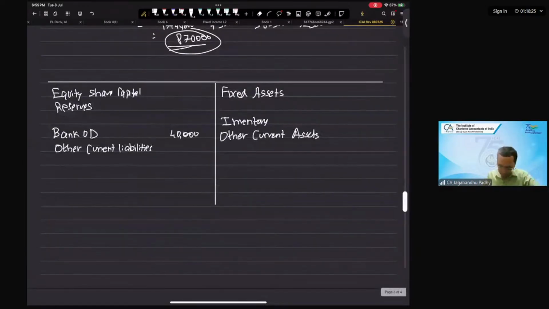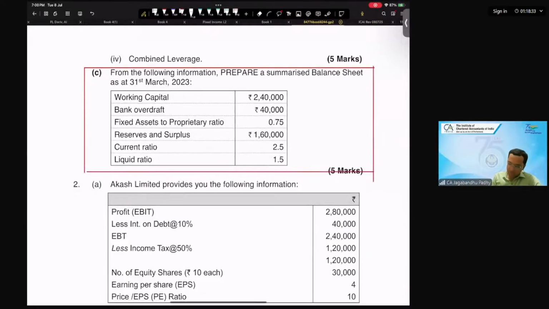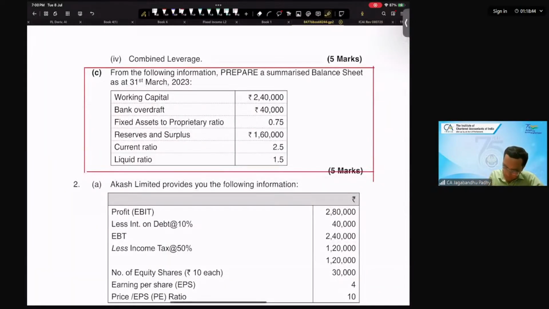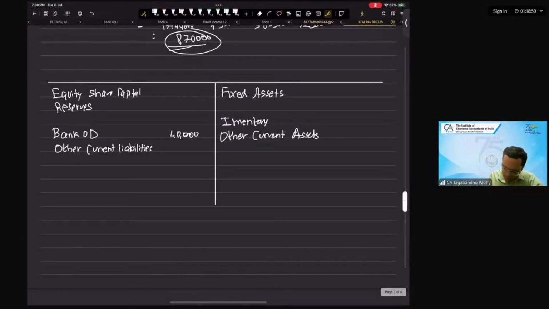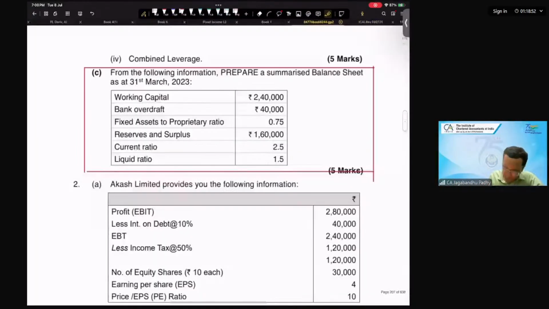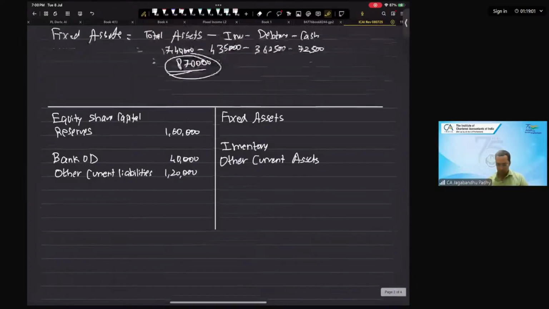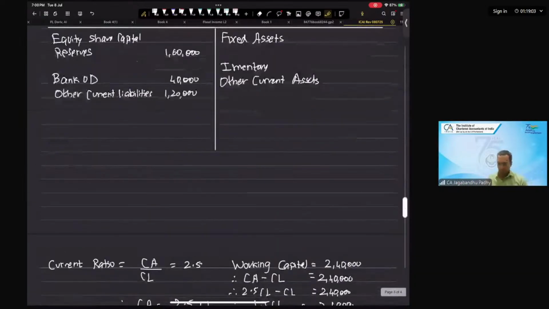Okay. So 1,20,000 is the other current liability. Then we have the other items, which is reserves and surplus 1,60,000. Reserves and surplus is 1,60,000, right? We have obviously the left out part, which is the equity share capital. We'll discuss about that later. But right now, working capital 2,40,000 is utilized, current ratio is utilized. Now we have to use this liquid ratio. Okay. Let's use this liquid ratio.